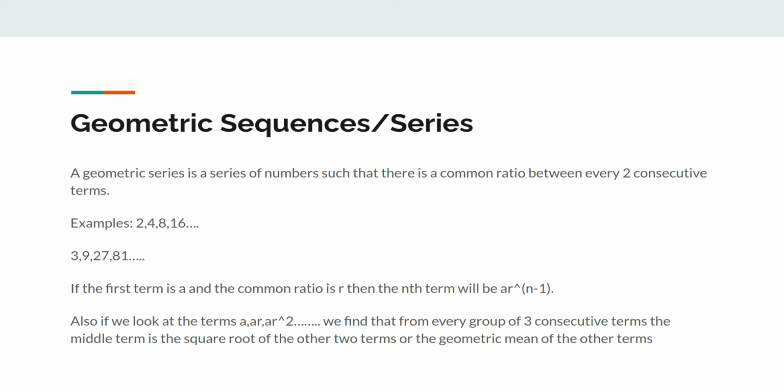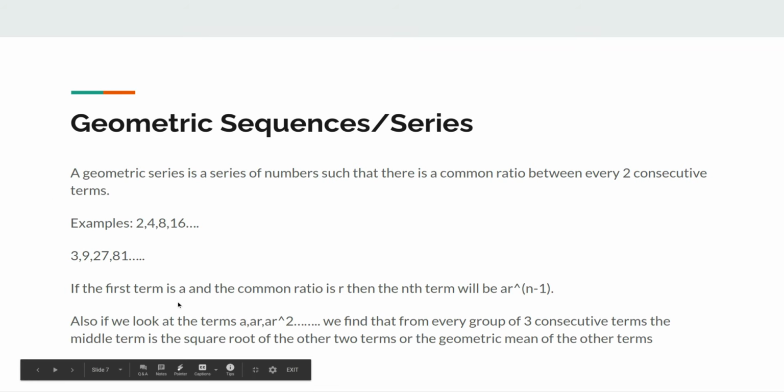Okay, geometric sequences and series. A geometric series is a series of numbers such that there is a common ratio between every two consecutive terms. So here's an example: 2, 4, 8, 16. 4 divided by 2 is equal to 8 divided by 4, which is equal to 16 divided by 8, which is equal to 2. Same thing with this sequence. The common ratio is 3.